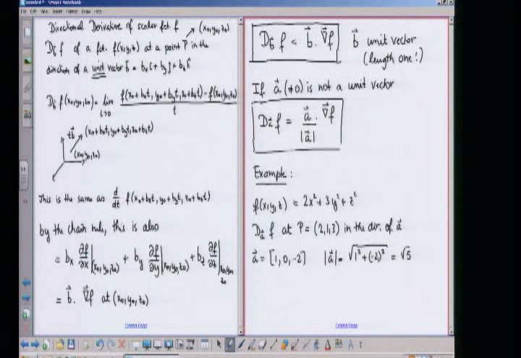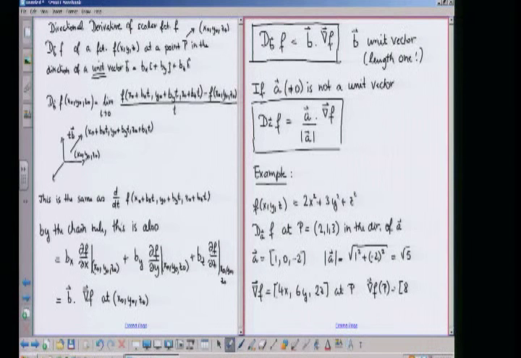To find the directional derivative, we first have to calculate the gradient of f, and we know how to do this. The gradient of f is just a vector that contains all the partial derivatives. The partial derivative with respect to x is 4x, with respect to y is 6y, and with respect to z is 2z. And then we evaluate at P. So for the gradient of f at P, we plug in the coordinates of P. So x is 2, which makes this 8.